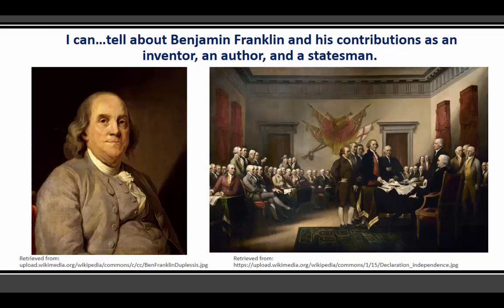The image on the left shows a portrait of Franklin. The image on the right shows the drafting committee of the Declaration of Independence presenting their work to the Congress. After examining these primary sources, you might ask students, what did you notice first? If this picture was taken today, what might be different? What can you learn from these images?